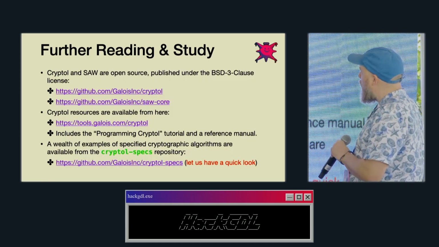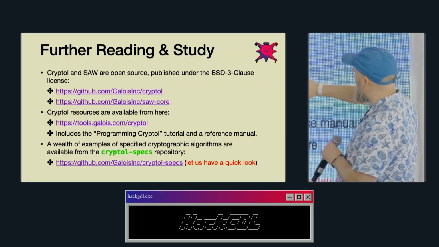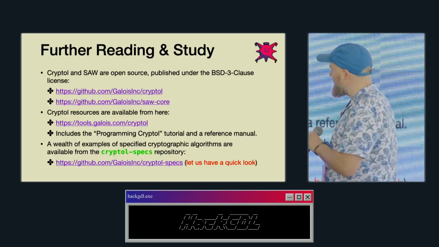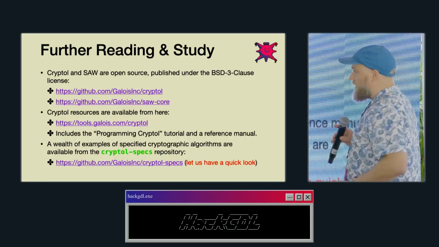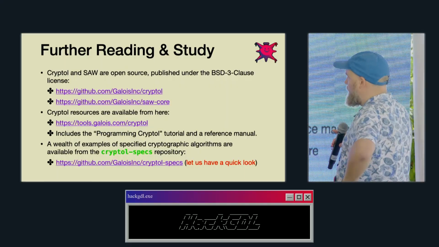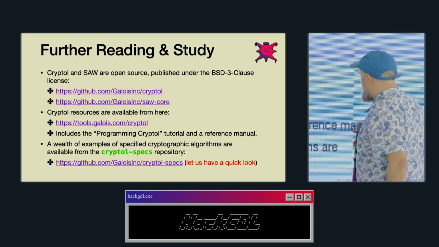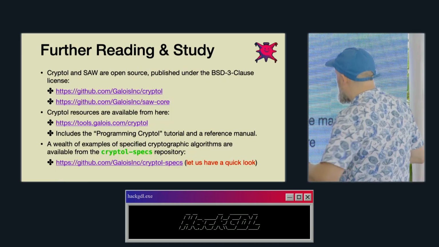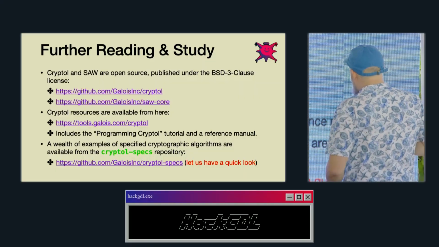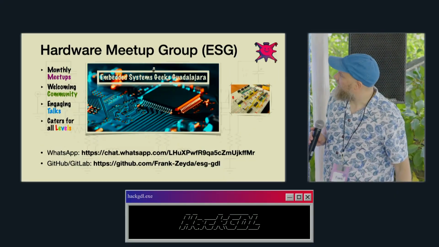Some further reading. This is all available on GitHub. So both Cryptol and SAW are available on GitHub. And you can either Google it or you can just take the link. There are also some resources, including the tutorial I just showed you. This tutorial here is actually the best point to start. It is very deductive and enables you to learn more about this language. And there's a wealth of pre-specified algorithms in a separate repository called Cryptol specs. I'm not going to have a quick look now, but you will find there's a lot of cryptographic functions which already have been specified in there.